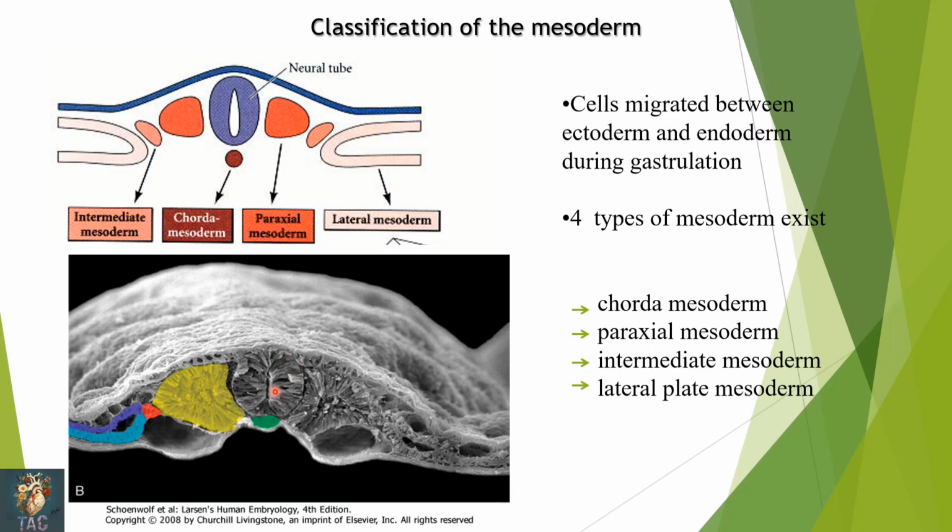Here in this diagram also you can see this is the neural tube. This area is the chorda mesoderm forming the notochord. This is the paraxial mesoderm, the intermediate mesoderm and the lateral plate mesoderm forming the splanchnic layer and the parietal layer.